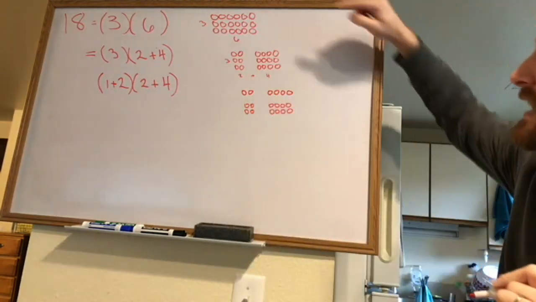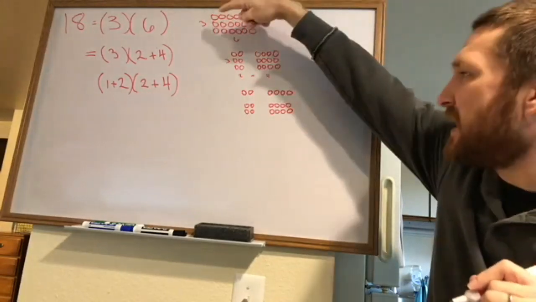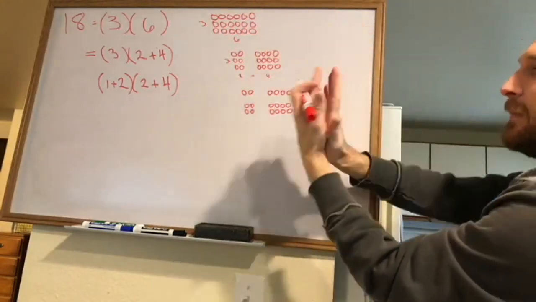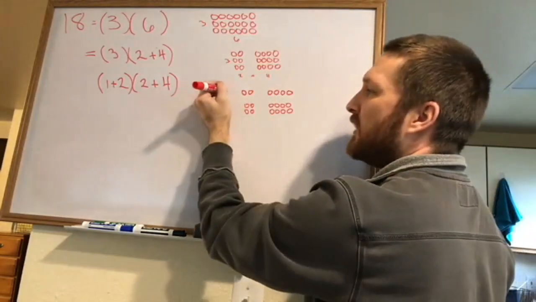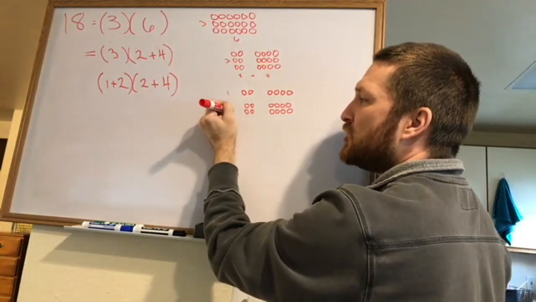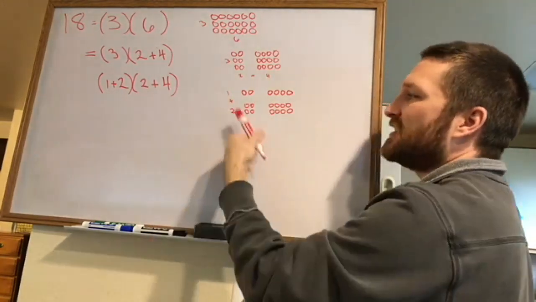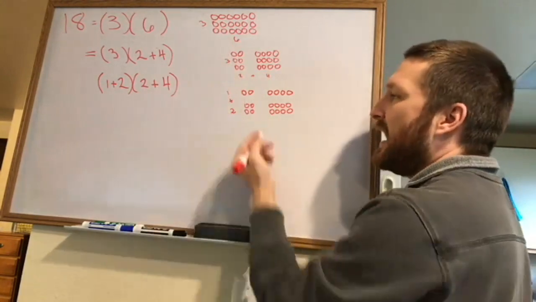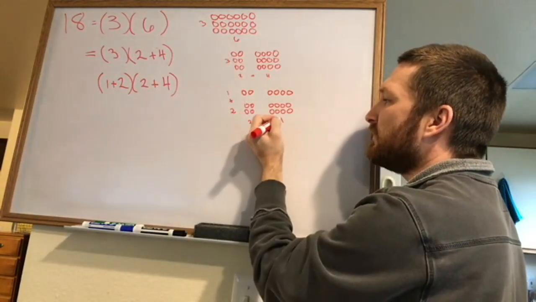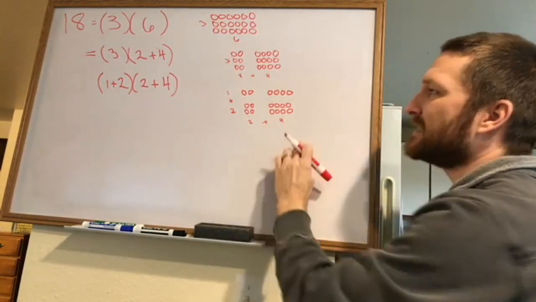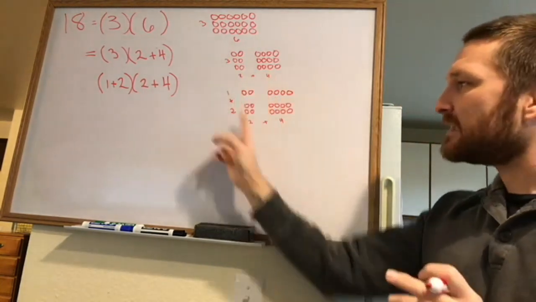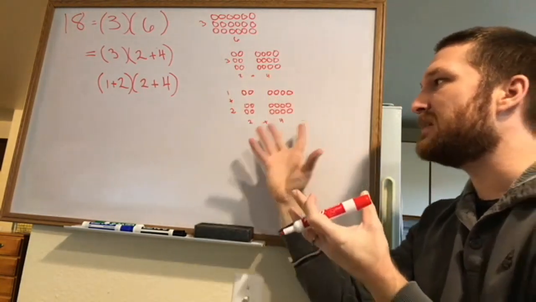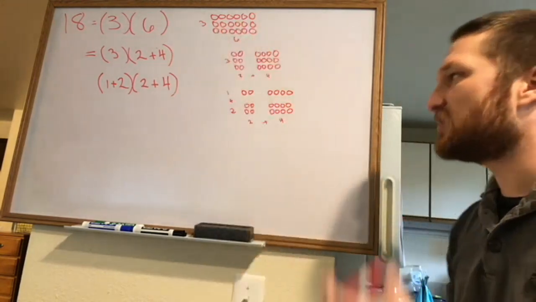Right? So I just took my original 18 things, and now I'm just splitting them up in different ways. In this case, we have 1 of these and 2 of these, which is the same thing as 3. And then we have 2 of these and 4 of these, which is the same thing as 6. It's just I've split them up differently, but I have the same number of things as I started with, right?